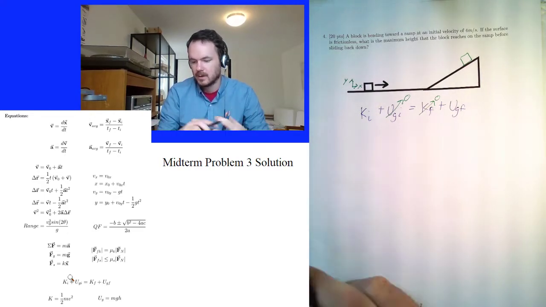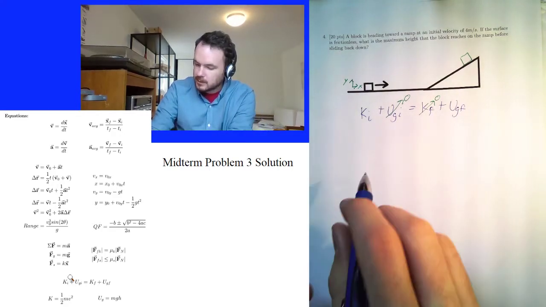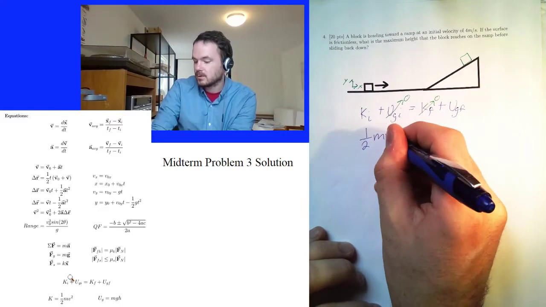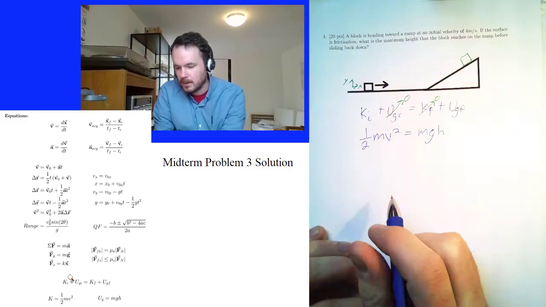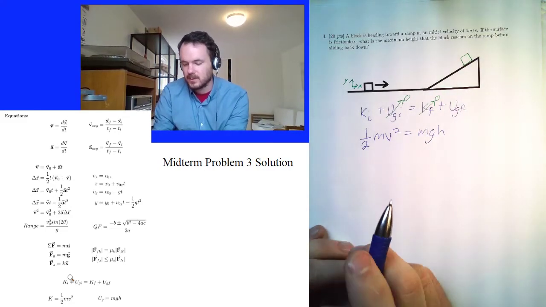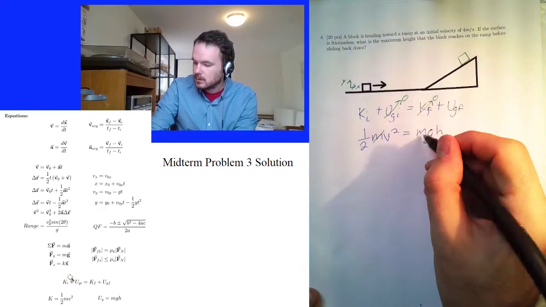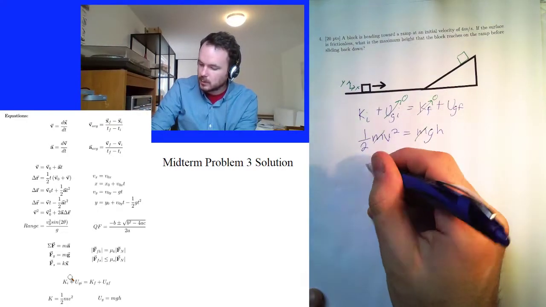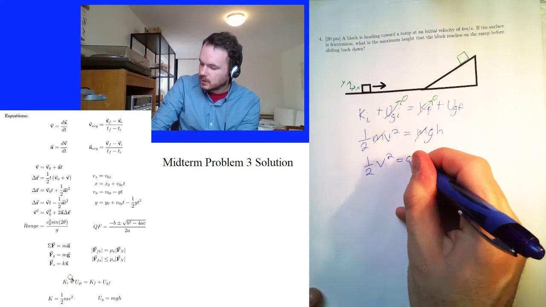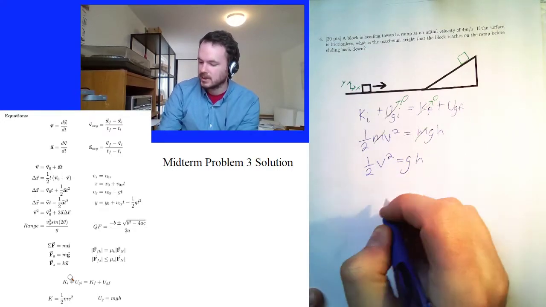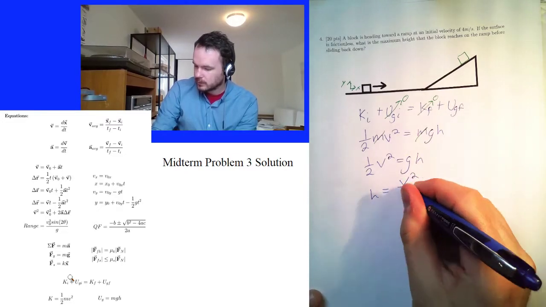Yep, so that's it. So now we can plug in our definitions for kinetic and gravitational potential energy. So we've got 1/2 mv squared equals mgh. Once again, this is why I didn't give you the mass for this problem, so it cancels out as well. So we can divide both sides by mass, and we get 1/2 v squared equals g times h. We're trying to solve for h, so we can divide by g. h equals v squared over 2g.